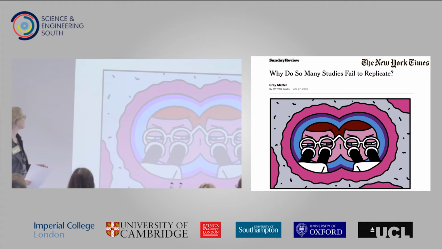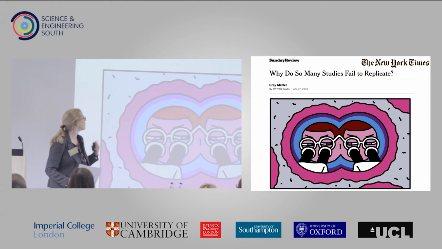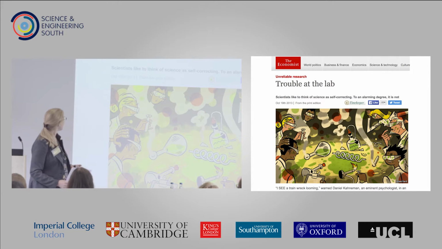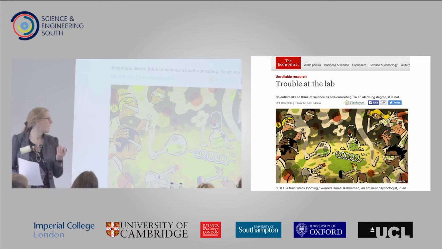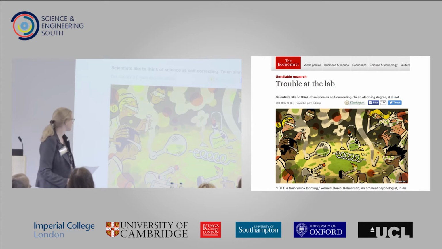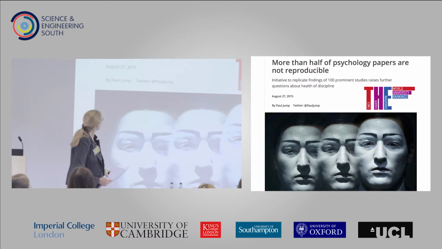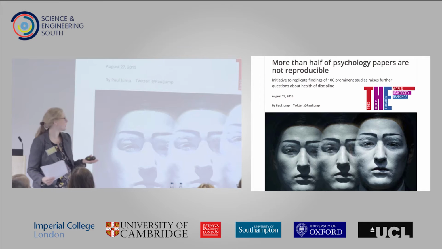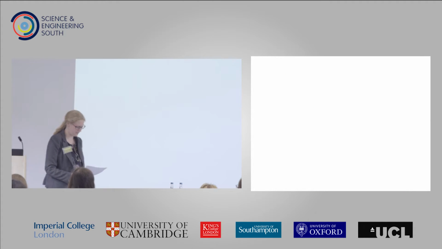The New York Times wrote an article, "Why do so many studies fail to replicate?" Or again, The Economist, "Trouble at the Lab." Scientists like to think of science as self-correcting, but it actually isn't. And this was in the Times Higher Education: more than half of psychology papers are not reproducible. So I'm sure you've seen these kinds of stories in the news. There are a lot of different kinds of scandals and a lot of things going on.